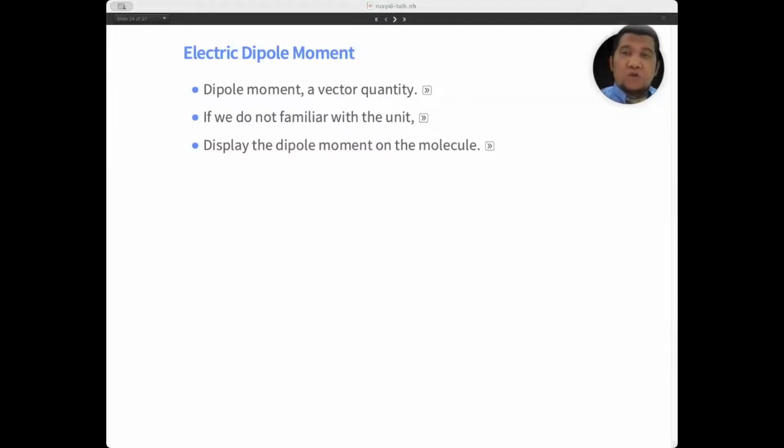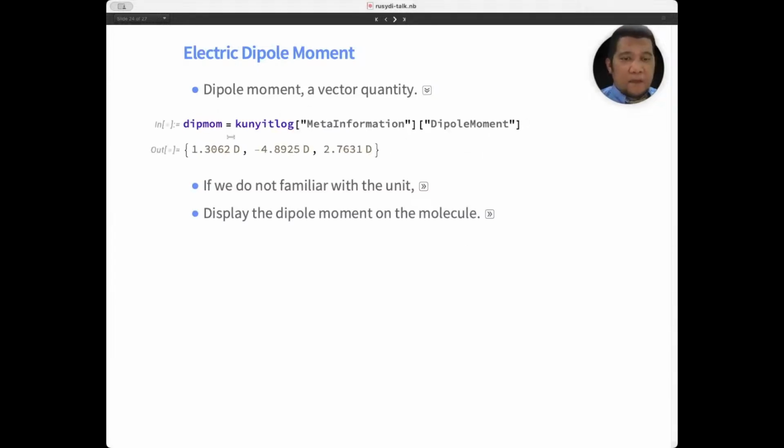We start with the most crucial quantity, which is the collective effect of all classical and quantum phenomena experienced by electrons within a molecule, the electric dipole moment. This is how we extract the information from the log file. It is a vector quantity. That is why we have three values, x, y, and z components. Each value has the unit of debye. If we are not familiar with one unit, we can convert it into SI or SI base units, like the following example.